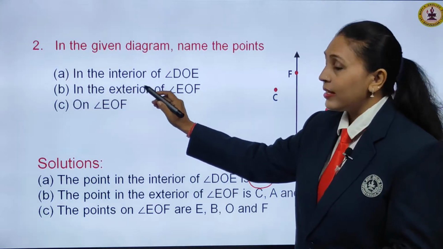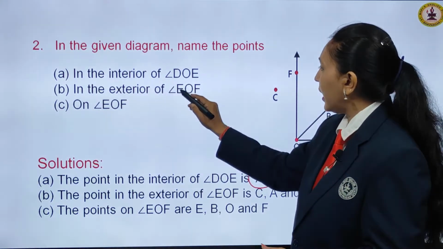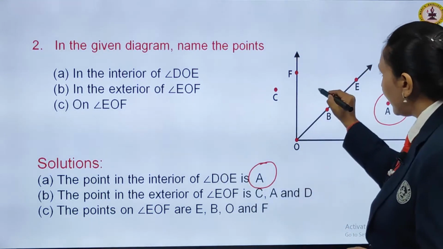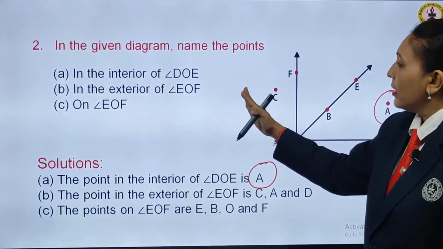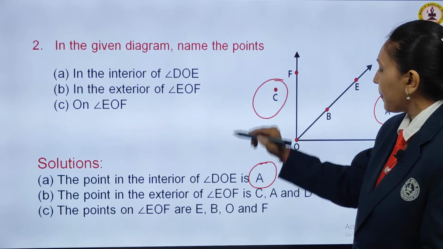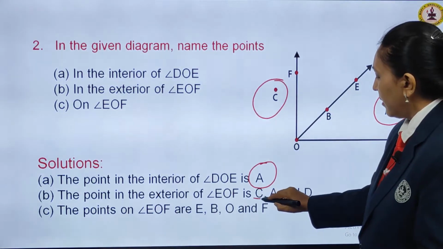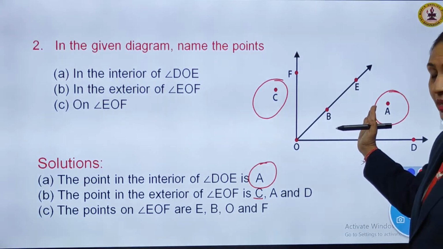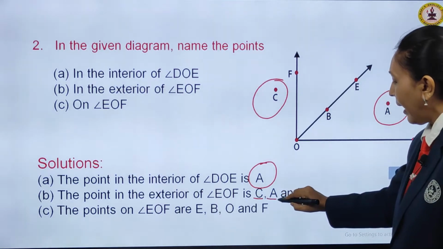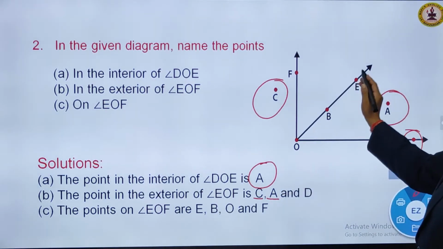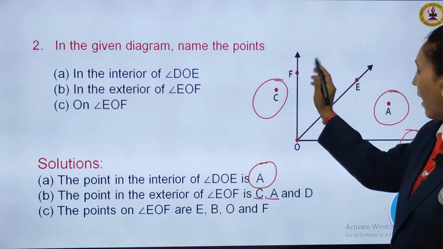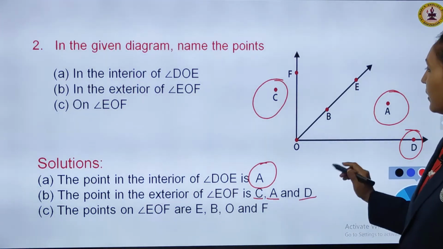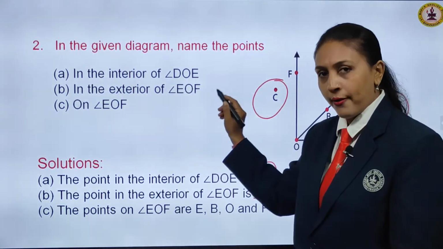What is there in the exterior? That means which point is in the exterior of angle EOF? First, let us find where is EOF. This is the interior, but we are asked exterior, means go outside it. So what is there in the outside? You can see here point C. One more you have. If this is interior, this can also be called the exterior of it, so we can also include point A and also point D. That is the exterior of angle EOF. So point C, point A and point D, all three are in the exterior of angle EOF.